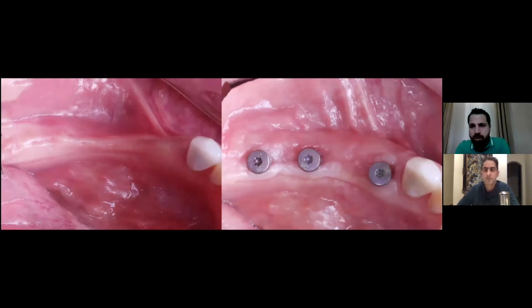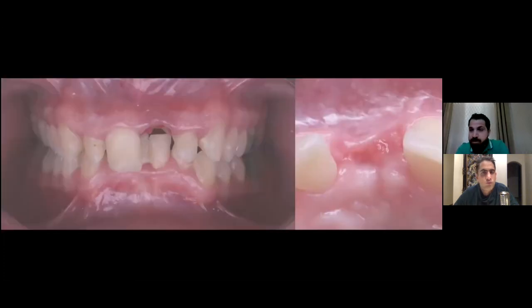Enough hard bone, enough soft tissue around our implants. And an important thing to say, we always need not less than 2 millimeters of buccal bone around our implants. So that was the first case.